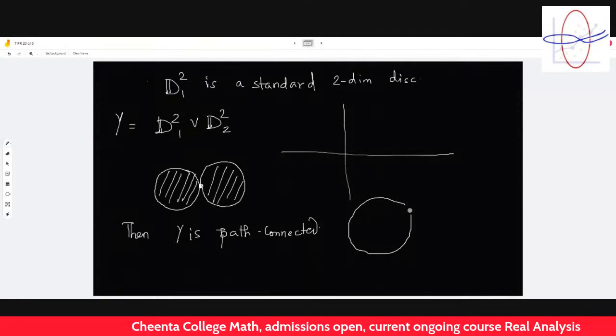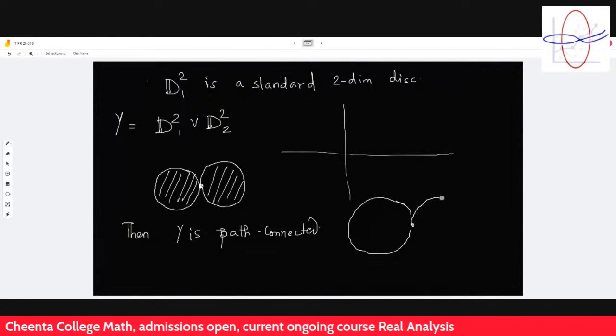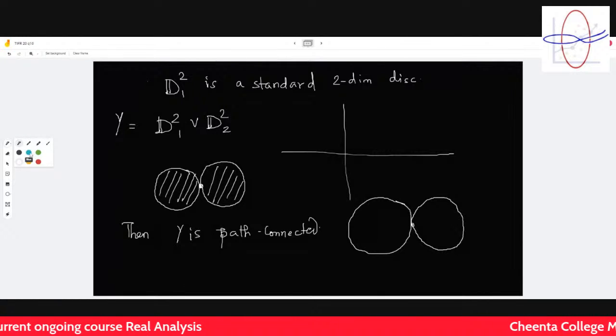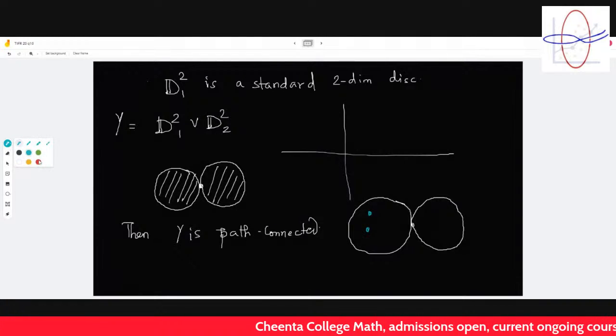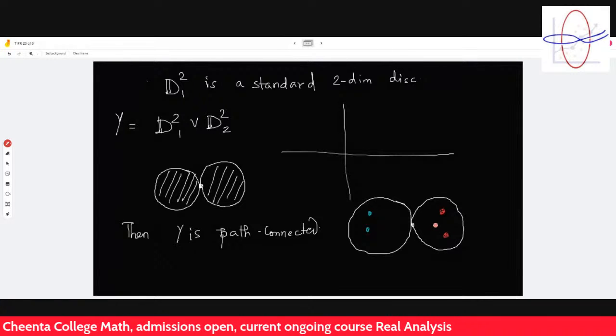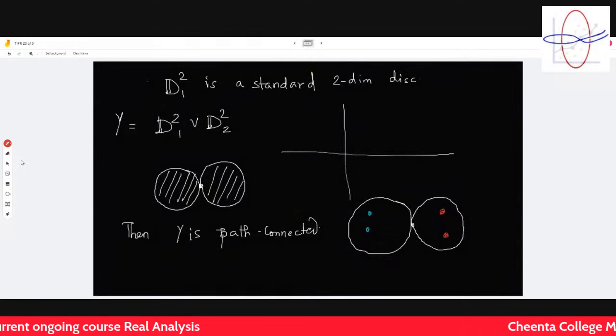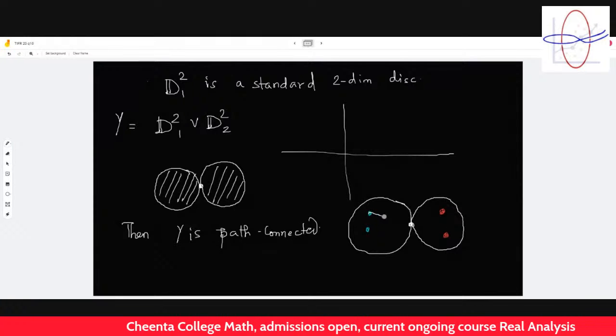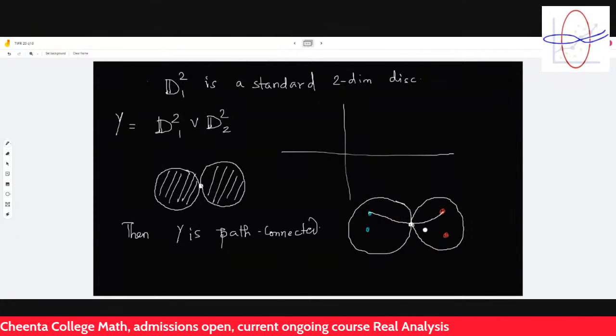If you take this and connect at a point, then there's no problem whenever we are dealing with points in D21 or points in D22. The only problem is when I have to go from D21 to D22. But here it is simplified because, since I have a point in common, I can always go via this point to here. Hence, it is always path connected.